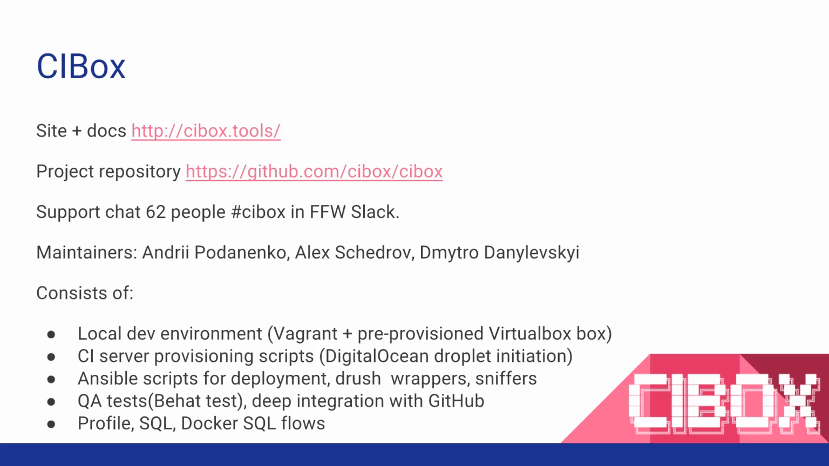Also, CI-Box ships the Ansible scripts for deployments, drush wrappers, sniffers, etc. These scripts are injected into the project code base, so they are under the responsibility of the team that is working on the project. Also, there are QA tests like Behat tests, and we have a deep integration with GitHub. Also, CI-Box is integrated with Slack, so everything happening on the CI server sends a message to the respective Slack channel about any errors or status updates.